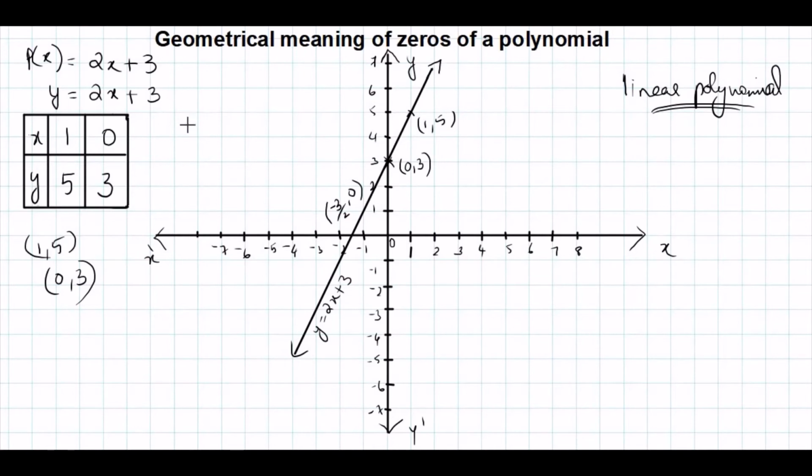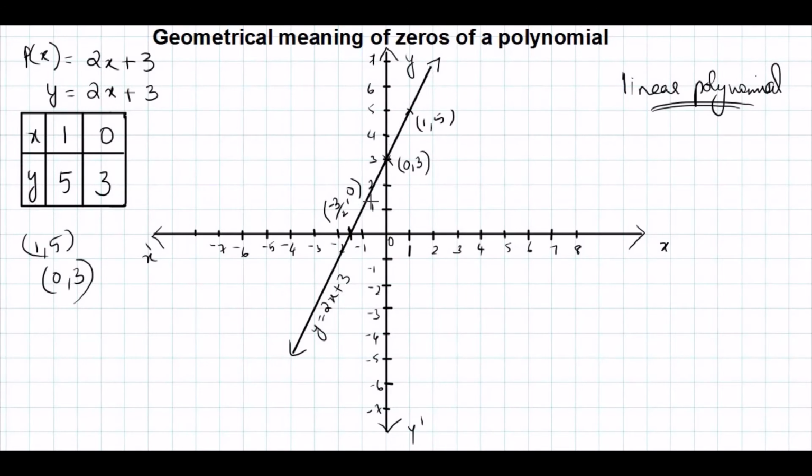You have learned the 0 of the polynomial is that value of x for which p of x is equal to 0, or y is equal to 0. So if you check this line, which is the point at which y is equal to 0? This point, right? So if you give that value of x here, you can see the value of the polynomial p of x becomes 0. That means this x coordinate is the 0 of this polynomial. So here for this graph, the 0 of the polynomial is minus 3 by 2.